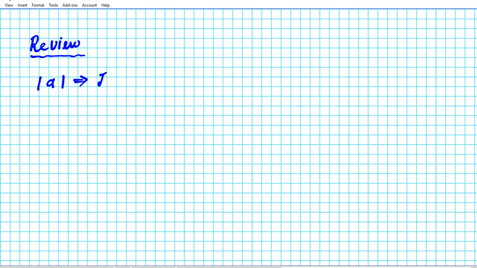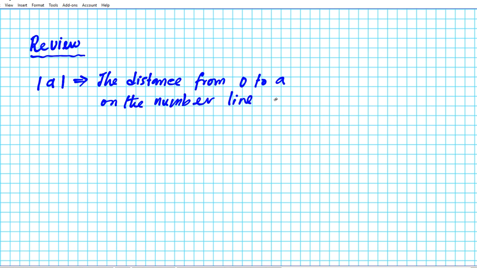Okay, so the distance from 0 to A on the number line. And then something that you have to keep in mind is that the absolute value is always positive, okay, because you're looking at the size and not the direction.